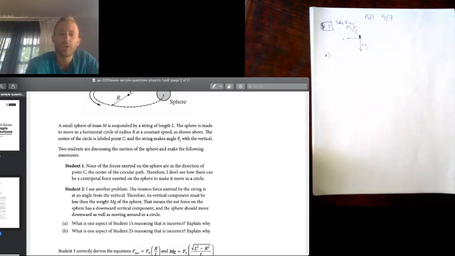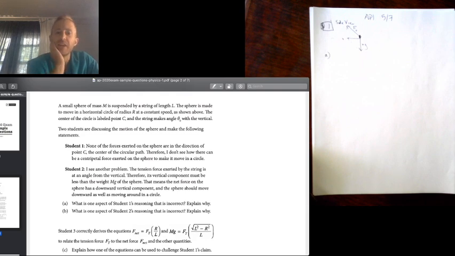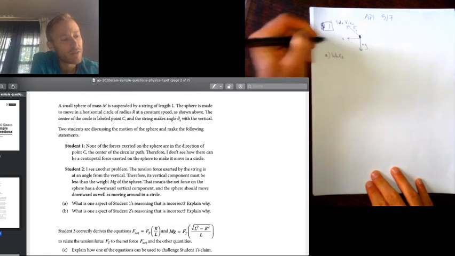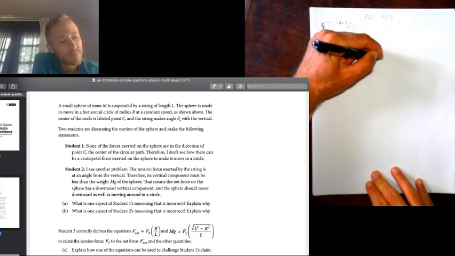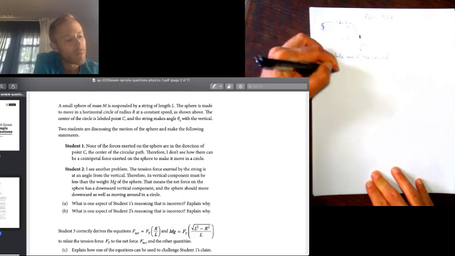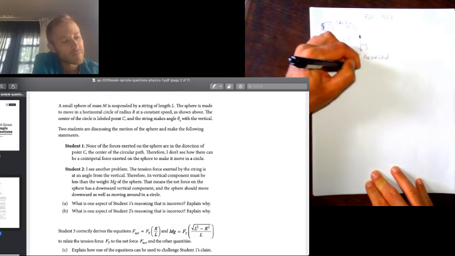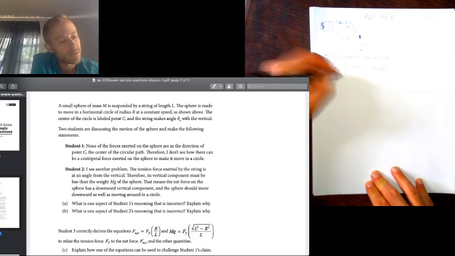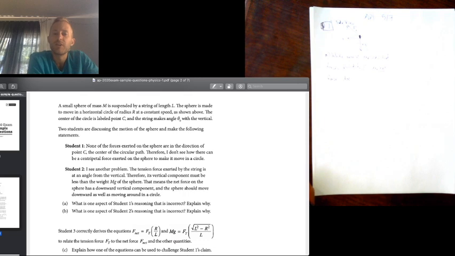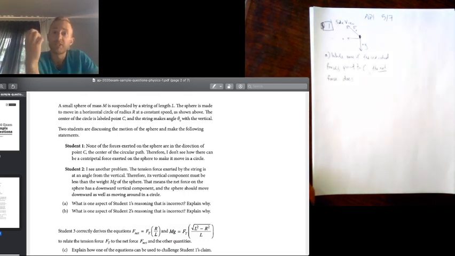For part A, it says, what is one aspect of student 1's reasoning that is incorrect? Explain why. What I would say is that while none of the individual forces point to the center, the net force does. Okay? So the centripetal force is basically the net force. That's what I would say.